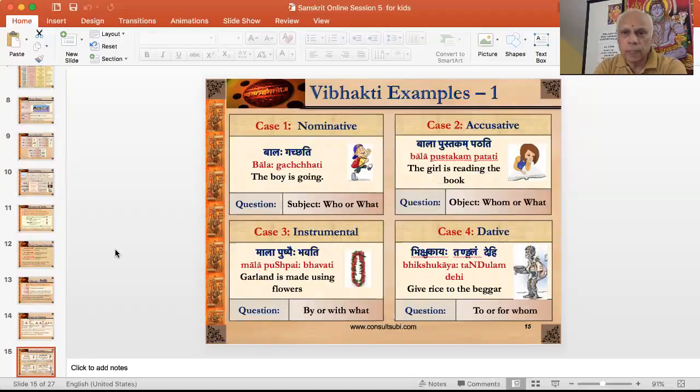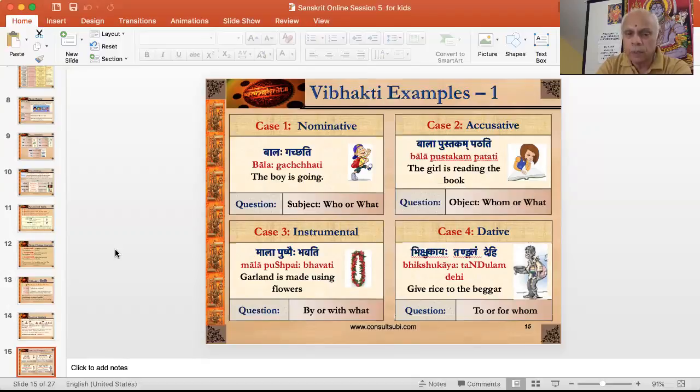I'm going to give you some examples of vibhakti. Balaha gacchati. The boy is going. The question here is who? Who is going? The boy is going. So balaha means the boy. Gacchati is going. Second case, which is called accusative, which is basically referring to the object. Whom or what? Bala pustakam patati. The girl is reading the book. Girl is reading what? Pustakam. Bala pustakam patati. So that becomes second, who or what? Here it is pustakam, which is the object here. The earlier case was subject: Balaha gacchati, Bala pustakam patati.